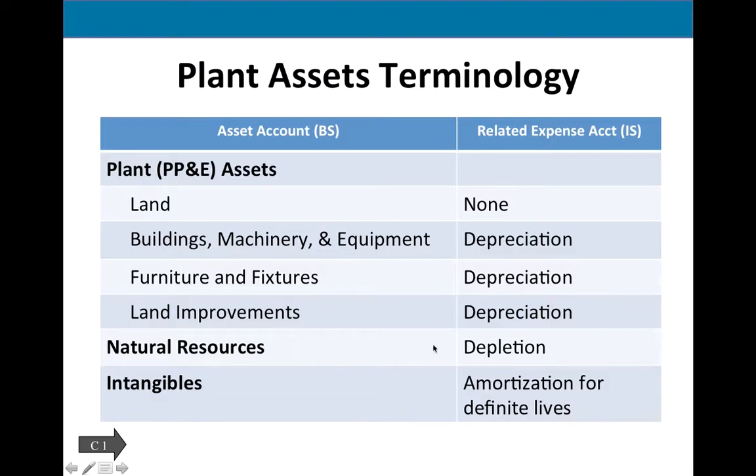For natural resources, instead of the word depreciation, we will use the word depletion. So the journal entry will be depletion expense debit, accumulated depletion credit.